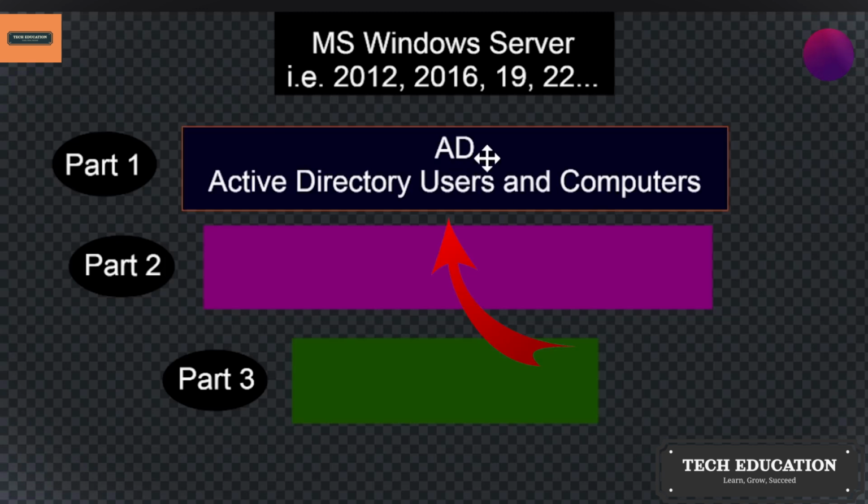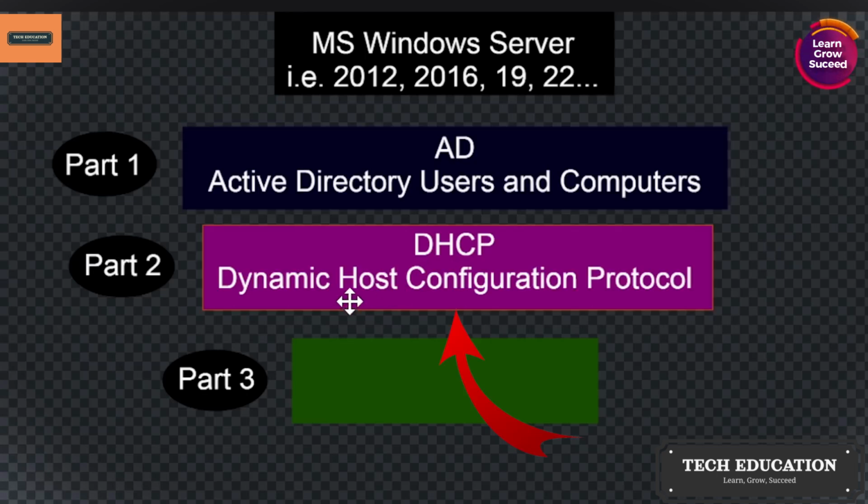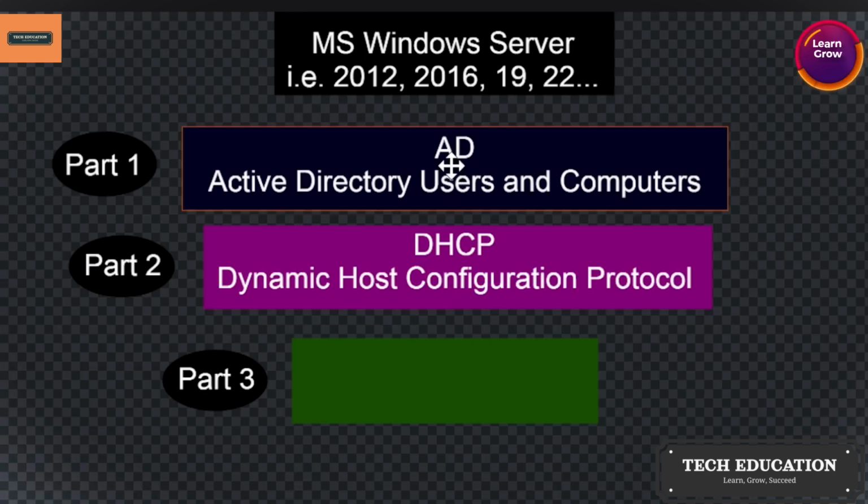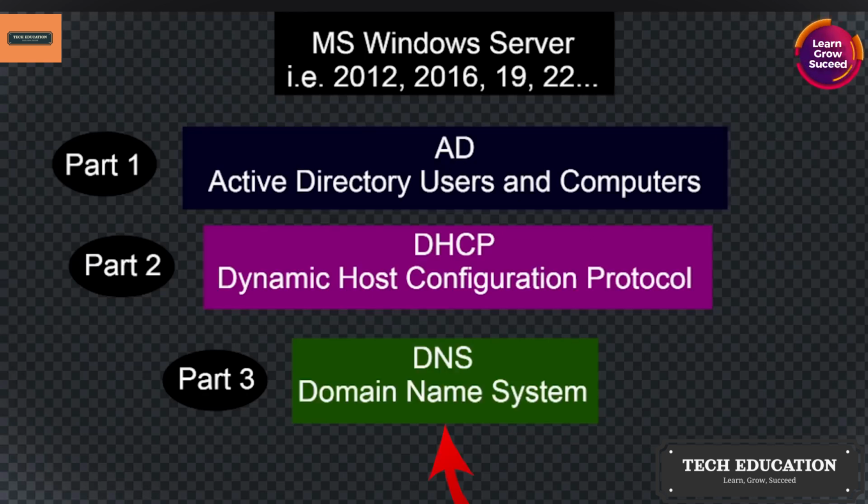So the first part is going to be about AD, also known as Active Directory Users and Computers. This video is going to concentrate on that, and the second video in the future is going to be about DHCP, Dynamic Host Configuration Protocol, and how that ties in with AD. And the third part is going to be about DNS, Domain Name System. So we're going to start from the top all the way to the bottom, and all of this is going to make sense, I promise.